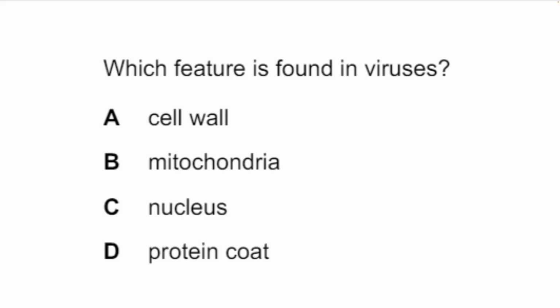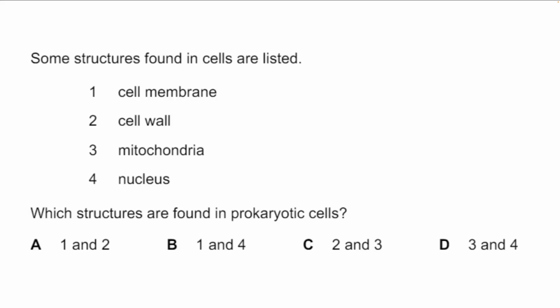Now try this next question. And the answer here is D. Only viruses have a protein coat, and that's one of their common features, a protein coat surrounding a nucleic acid like DNA or RNA. Next, try this question. The correct answer here is A, 1 and 2. It can't be the other two because, again, mitochondria are membrane bound and nuclei are membrane bound. They've got membranes around them. And prokaryotic organisms have no membrane bound organelles. They don't have any nuclei, they don't have any mitochondria.